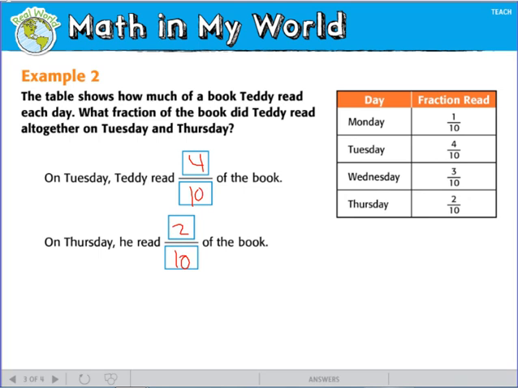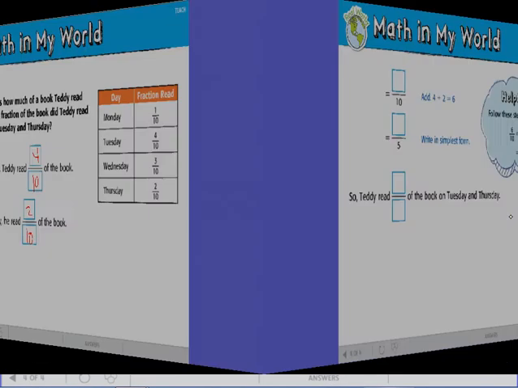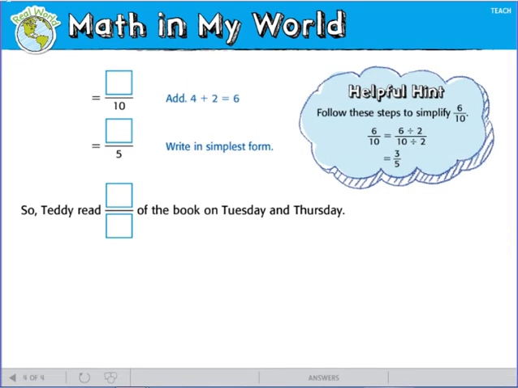All right. Now we're going to take 4/10 and add it to 2/10. So 4 plus 2 equals 6, so we get 6/10. We need to simplify 6/10. So we're going to divide it by what? 2/2. 6 divided by 2 is 3. 10 divided by 2 is 5. So Teddy read 3/5 of the book on Tuesday and Thursday.